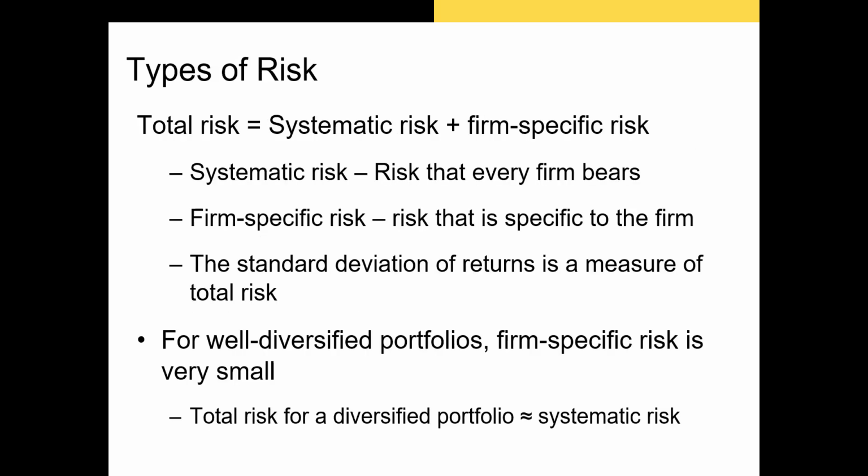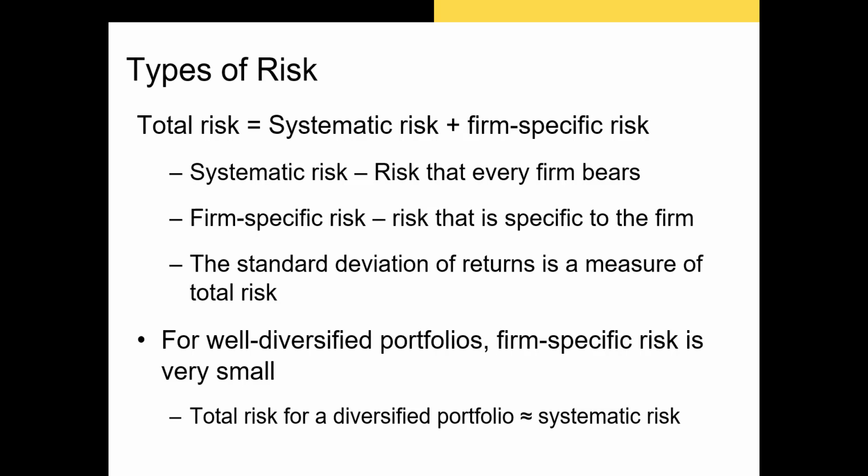Let's start by reviewing what we covered in the last video. Total risk is measured using standard deviation. It can be broken up into systematic and firm-specific risk. Systematic risk is the risk that every stock is exposed to, while firm-specific risk is the risk that only one firm is exposed to.